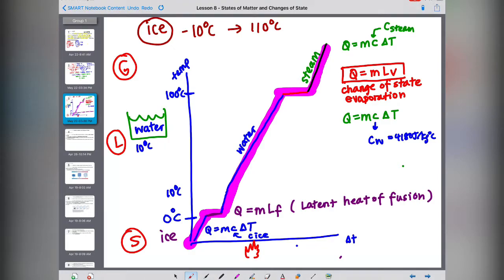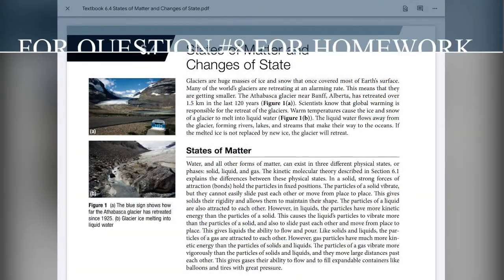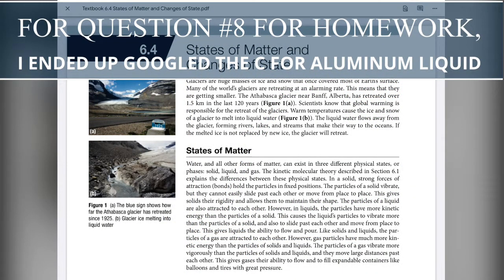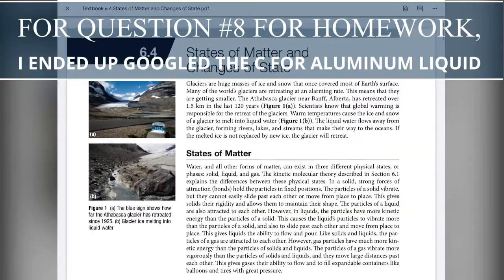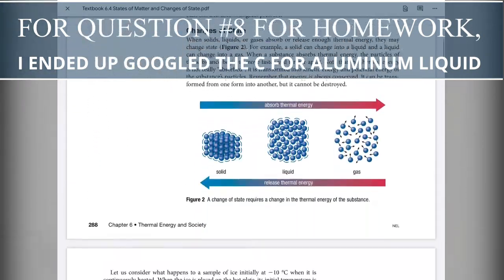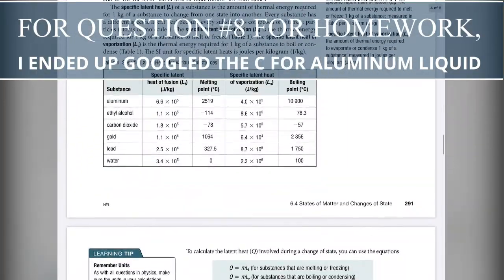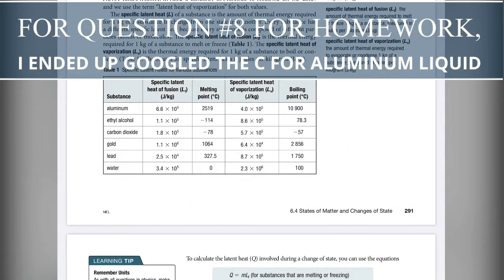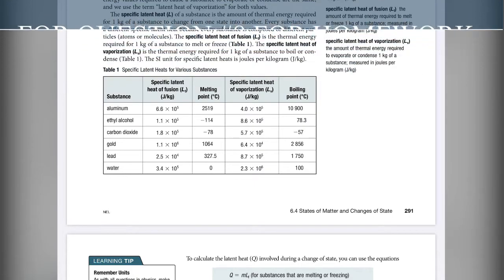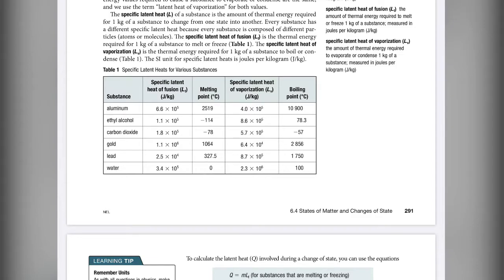When you do your homework, I gave you another question that is, I think, on aluminum. Some of the data are missing, so the textbook doesn't always have it. If you need to look for any of the constants for the latent heat, you go to the textbook. I gave you section 6.4. If you scroll down, you can see there is a chart right here that will tell you the different melting point and boiling point for the substance and what the latent heat is for each of them, so that you can work out the total heat that is needed.